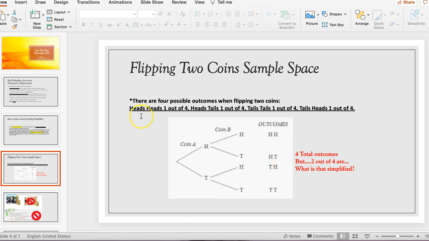And we said the order of that doesn't matter. So again, you could have both coins land heads 1 out of 4 times. You could have both coins land tails 1 out of 4 times. But heads and tails 1 out of 4 plus tails and heads 1 out of 4 would be 2 out of 4, which is 1/2 of the time. 1/2, that's the probability, okay?